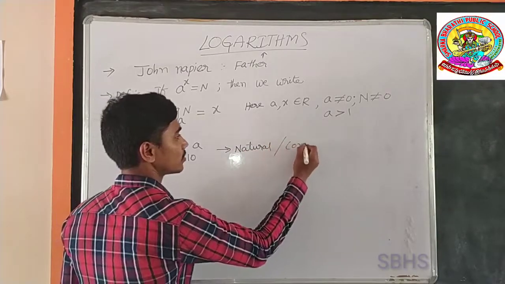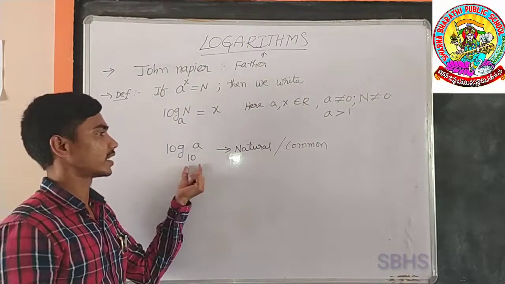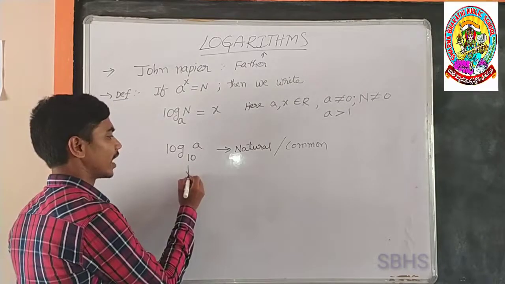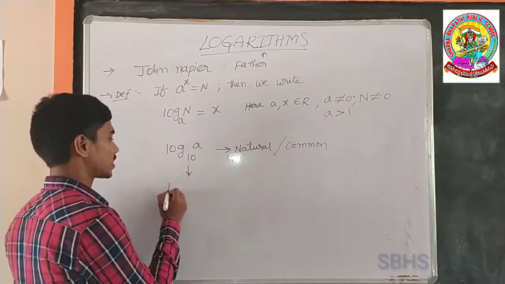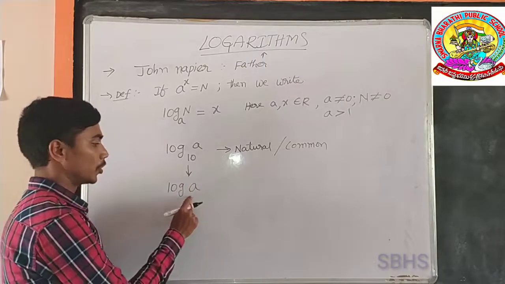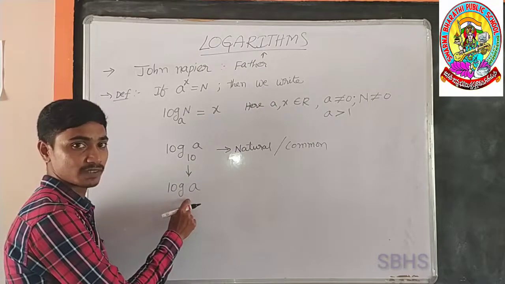Natural or common logarithms. Logarithms containing base 10 are called natural logarithms or common logarithms. Generally, natural logarithms aren't expressed with base 10. It's simply written as log a. No base is defined here, which means its base is 10.